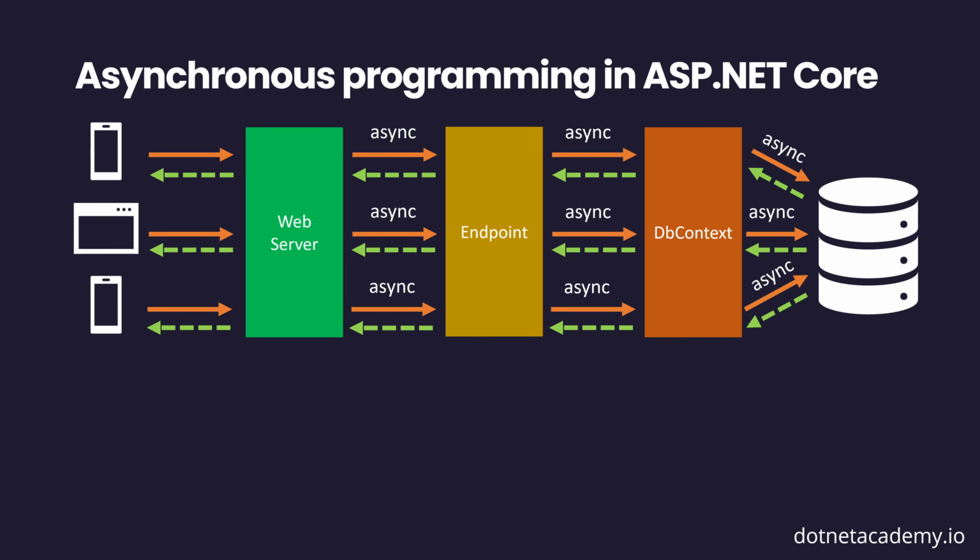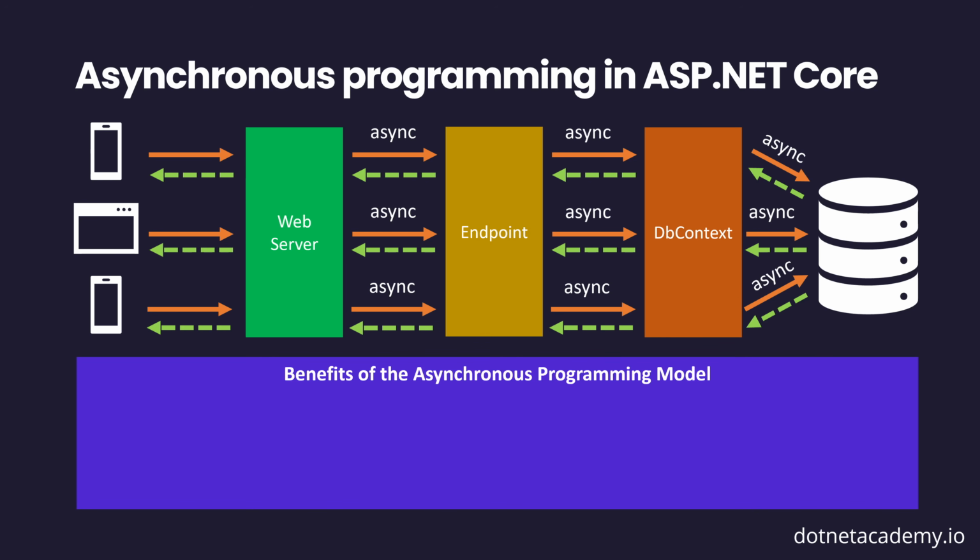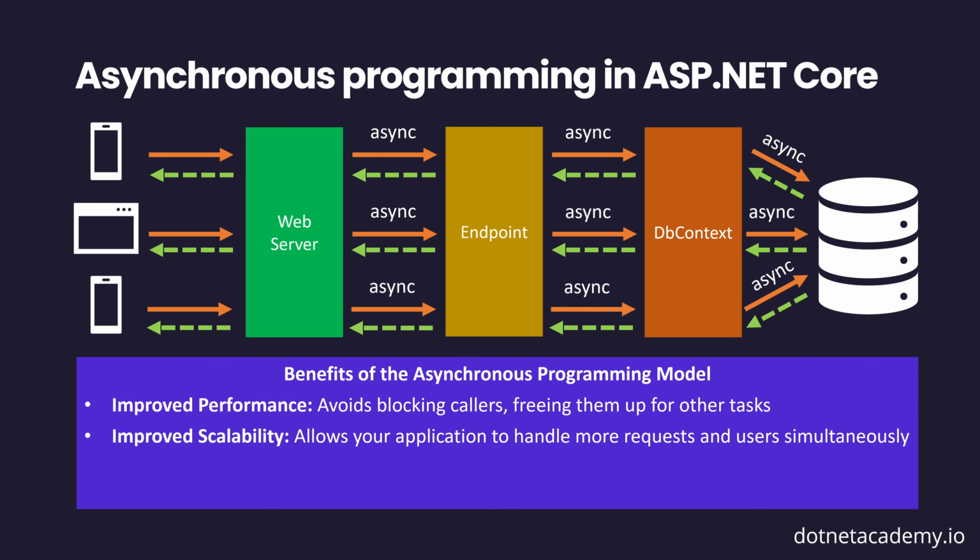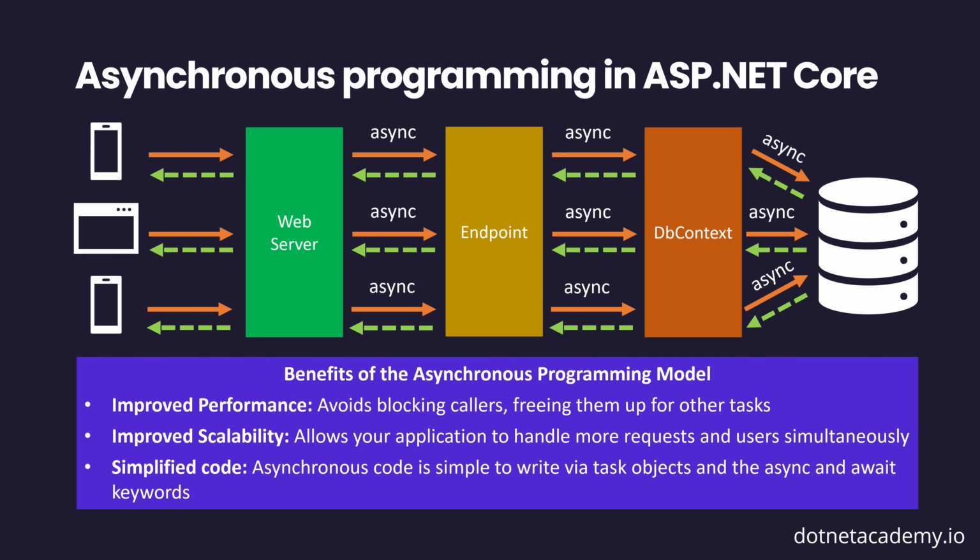As you can see, the asynchronous programming model brings in multiple benefits. Your application gets improved performance since you avoid blocking callers and free them up to perform other tasks, which also results in overall better responsiveness. You're able to scale your application better because it can handle multiple requests and users simultaneously without getting bogged down by waiting for I/O operations to complete. And also, the use of task objects in combination with the async and await keywords provide a simple and intuitive way of writing asynchronous code as opposed to having to deal with threads and callbacks directly.